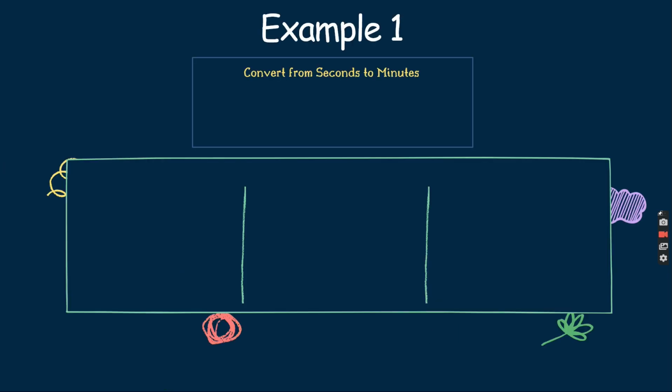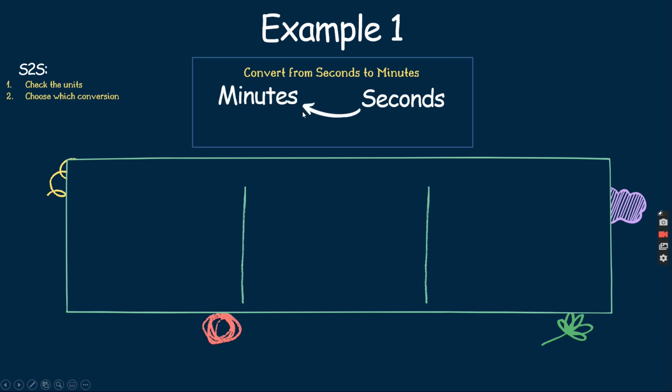So jumping straight to example 1, convert from seconds to minutes. As usual, I'm going to write down the S2S on the side. The first one is we're going to check the units first. We want to convert from seconds to minutes, and then choose which conversion. From seconds, we want to change it back to minutes, and we know that we need to divide it by 60. And then we're going to carry out the calculation.